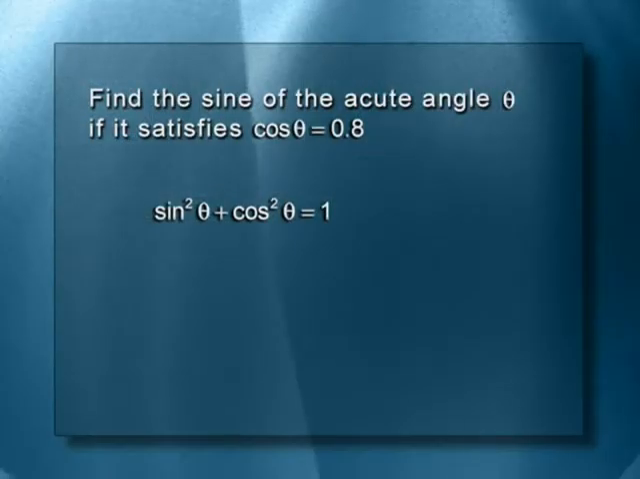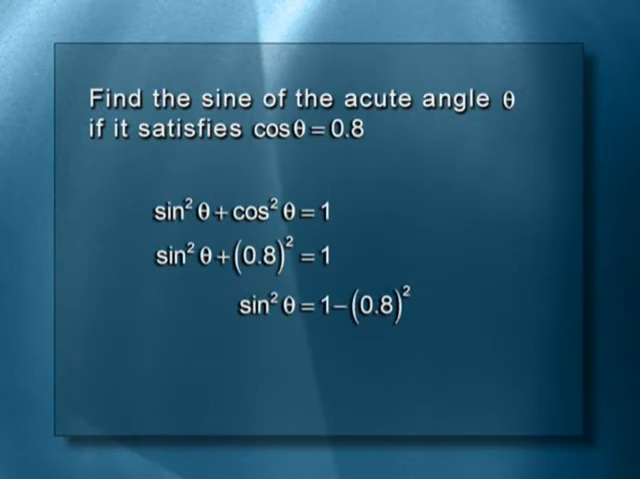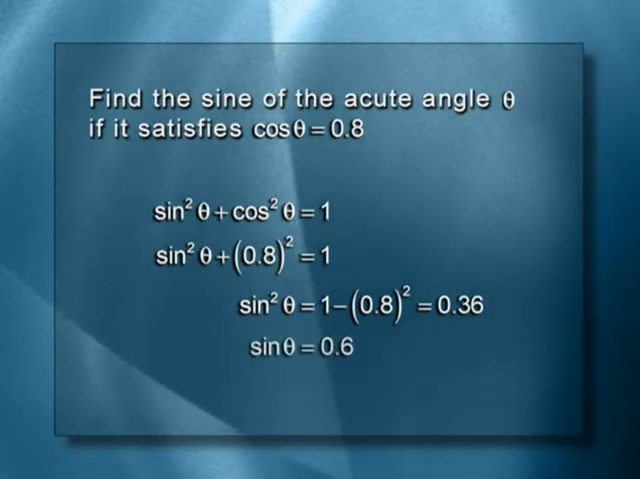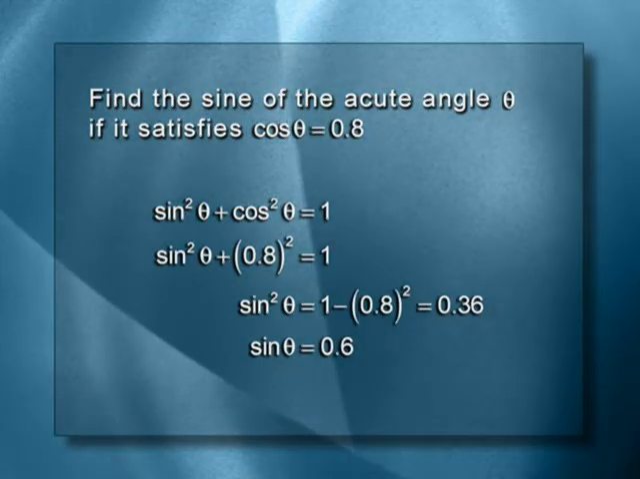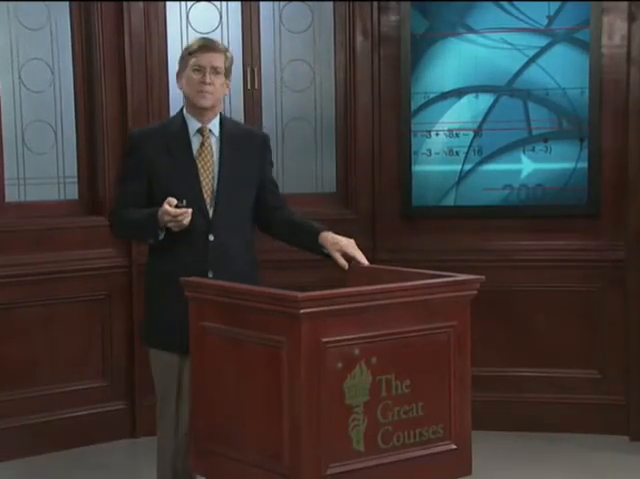Sine squared plus cosine squared is 1. So cosine is 0.8, so sine squared plus 0.8 squared is 1. And now solve for sine theta. You obtain sine squared theta equals 1 minus 0.8 squared. That turns out to be 0.36, and then take square roots, and we get 0.6. So the sine of theta is 0.6 when the cosine is 0.8. And then we could calculate the tangent and the cotangent if we so wanted.